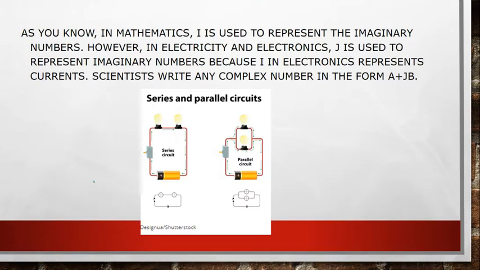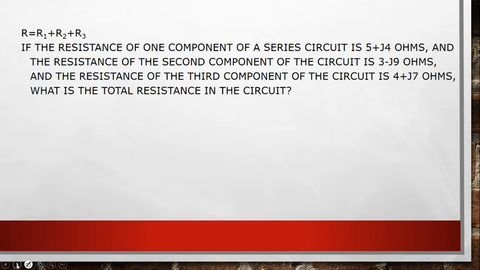As you know, in mathematics, i is used to represent the imaginary numbers. However, in electricity and electronics, j is used to represent imaginary numbers because i in electronics represents current. Scientists write any complex number in the form a plus jb. R equals R1 plus R2 plus R3.